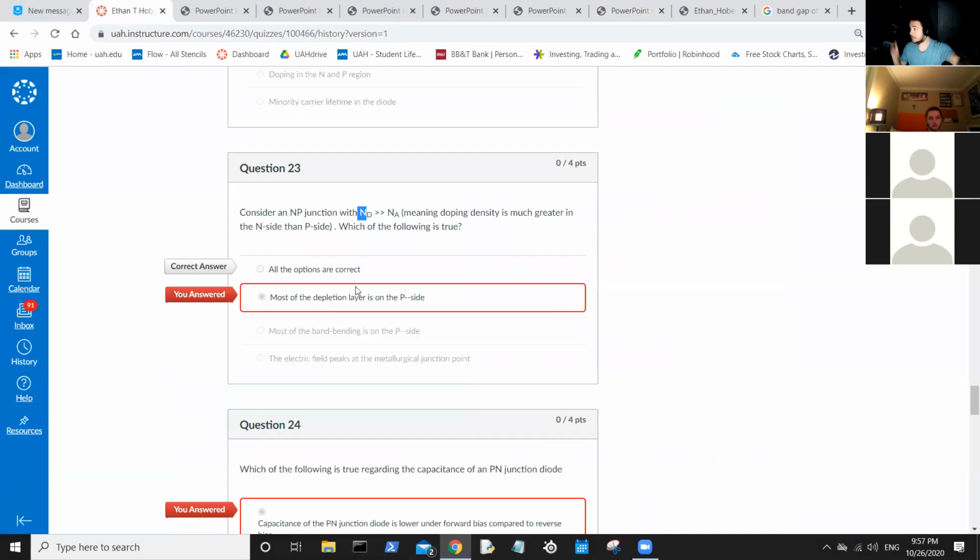Most of the depletion layer is on the smaller side because it has a smaller doping density. So we know that's correct. We go on to the last question. This is a general fact: the electric field always peaks at the metallurgical junction point. We know that's true. So you don't even need to know that this third answer is true.